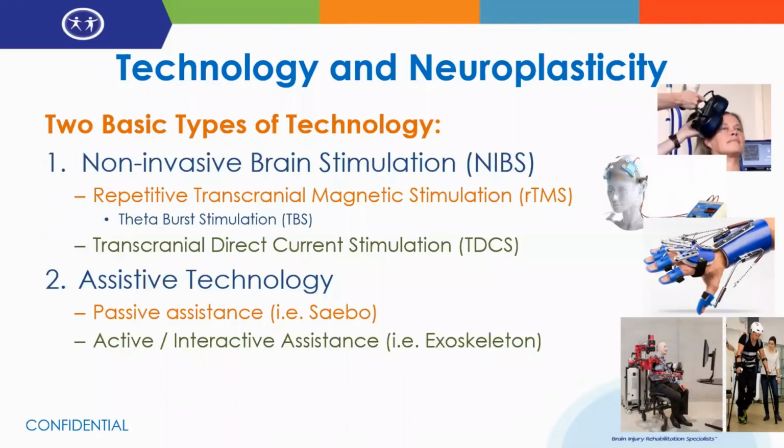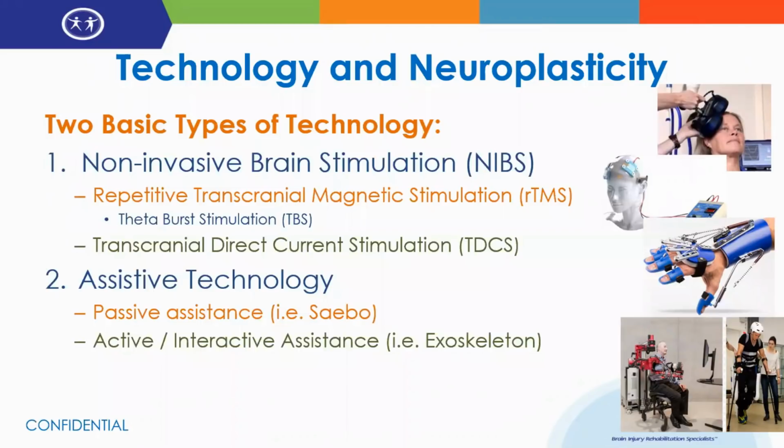And then you have assistive technology, and when we talk about assistive tech, this is a device that we use to apply those direct rules of neuroplasticity to. So we're working on function itself when we use assistive technology, versus non-invasive brain stimulation, where we're working at the neuronal level to try to increase the likelihood that change occurs in the brain.